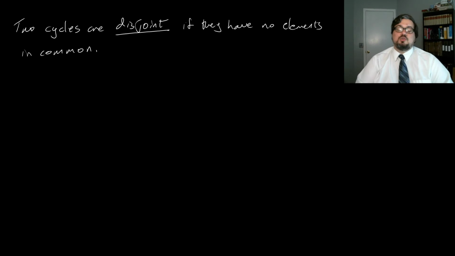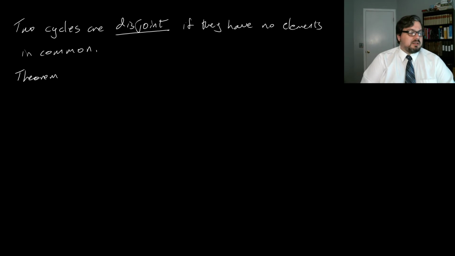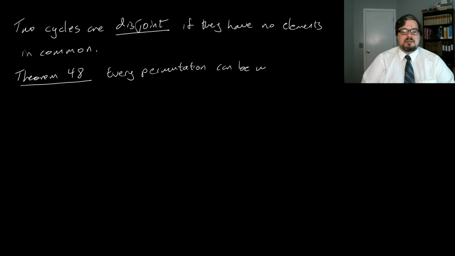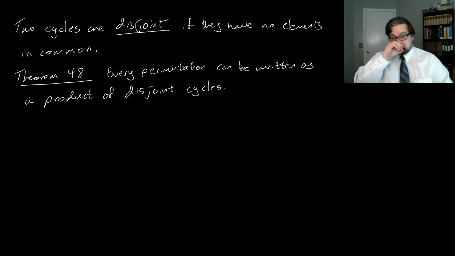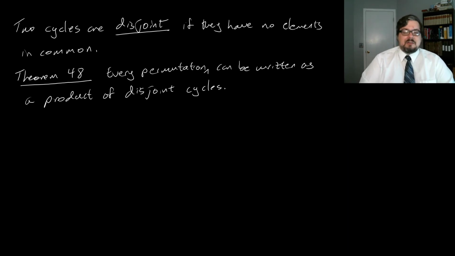And it turns out disjoint cycles are very important to us for a few reasons. The first one is given to us by Theorem 48, which says that every permutation can be written as a product of disjoint cycles. Every permutation, I should specify, of a finite set.